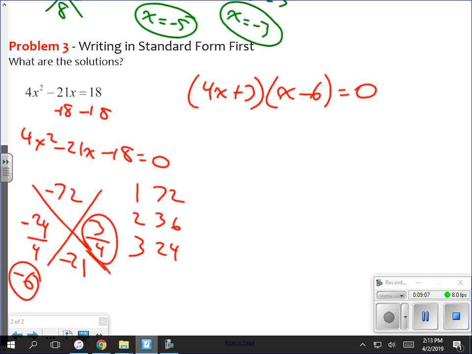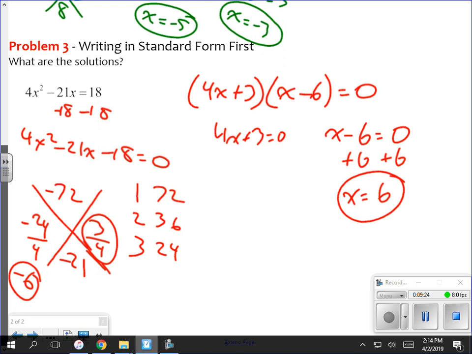Now, from here, set each one equal to 0. 4x plus 3 equals 0. x minus 6 equals 0. This one's easy. Add 6 to both sides. Do the easy one first. x equals 6. The other one's harder, but it's not that much harder. Subtract 3 from both sides. 4x equals negative 3. Divide both sides by 4. x equals negative 3 fourths.